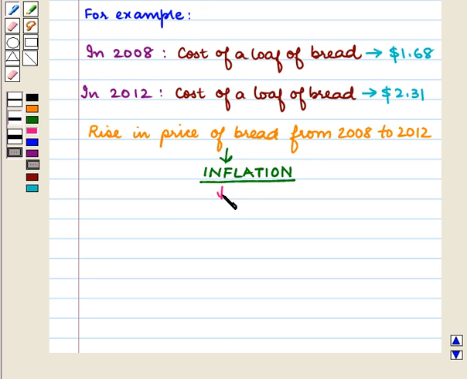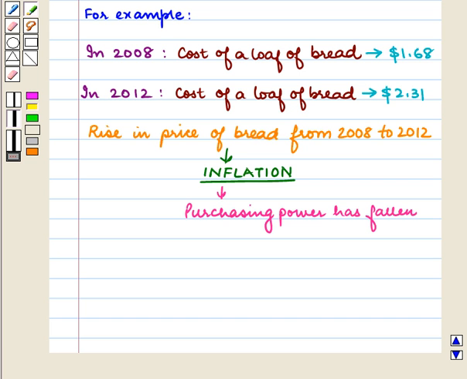Also, we see that the purchasing power has fallen because what we could buy with $1.68 in 2008 cannot be bought in 2012 at the same price. We have to pay more for the same commodity in 2012.